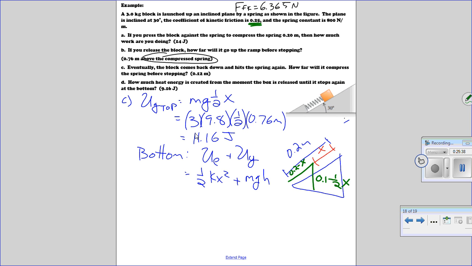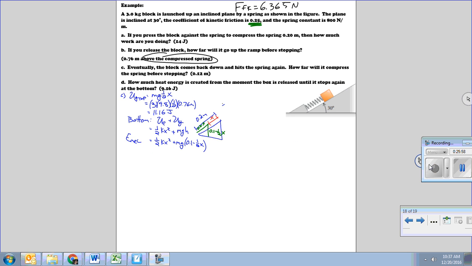Okay, so that is our mechanical energy when we're at the bottom. Let's clean up the board a little. Now we're going to do the same thing we did before, which is this.